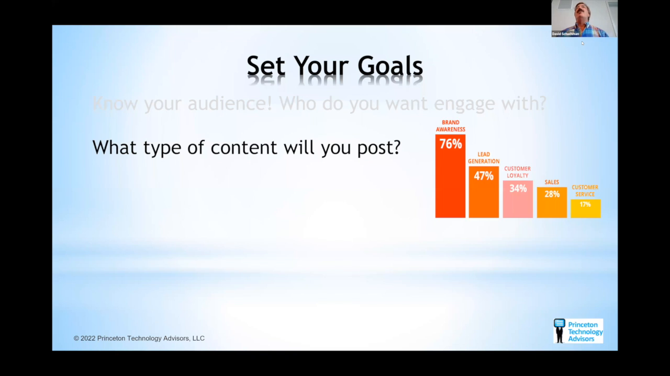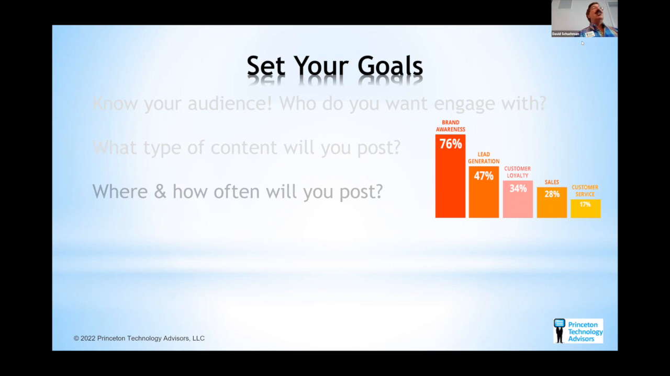So what type of content will you post? Think about the audience you're trying to reach. What is it that may be of interest to them? What do you want to convey? So what type of content and how will you do that? Will it be written articles? Will it be pictures? Will it be video? There's lots of different things. You have to understand and investigate your audience.